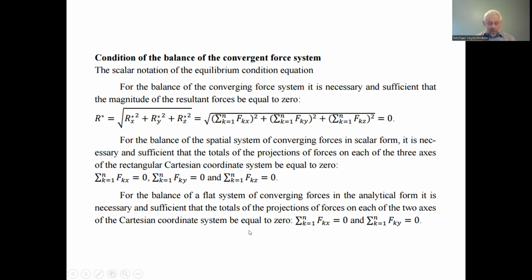For the balance of a flat system of convergent forces in analytical form, it is necessary and sufficient that the totals of the projections of forces on each of the two axes of the Cartesian coordinate system be equal to 0. So for a flat system, this rule of the balance of the converging system of forces reduces to only two equations of the balance.